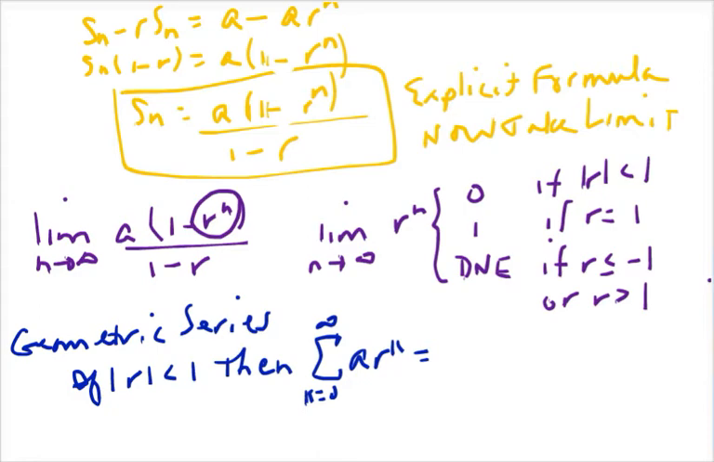So to wrap this up, if the absolute value of R is less than 1, then the geometric series is going to converge, and it converges to A over 1 minus R.